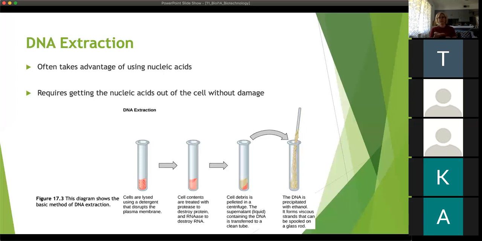You filter out the chunks of strawberries, and then to the liquid you add some rubbing alcohol that you can buy at Walmart. I usually put it in the freezer first so it's nice and cold, and then you take a little piece of plastic and you can pull out all of the DNA. So it's a really fun experiment to do with kids so that they can see the DNA that's inside of cells.